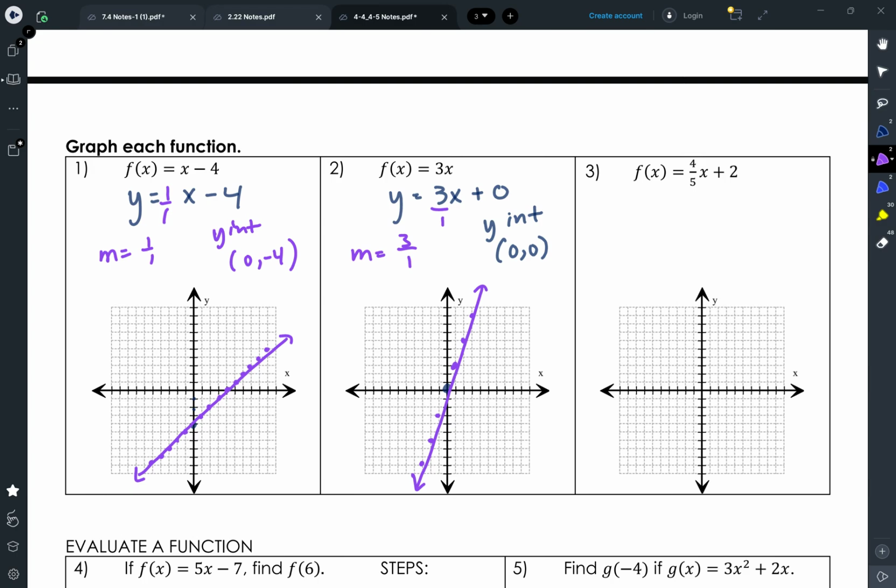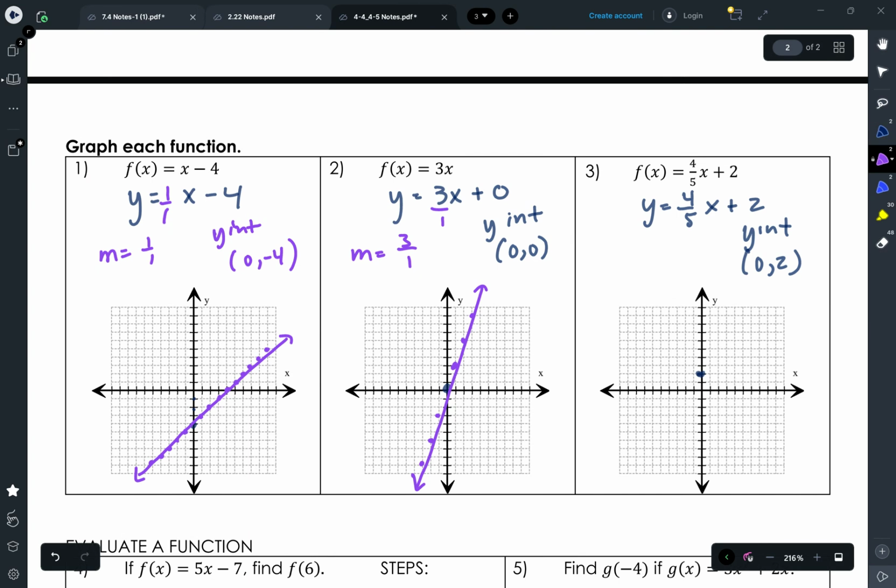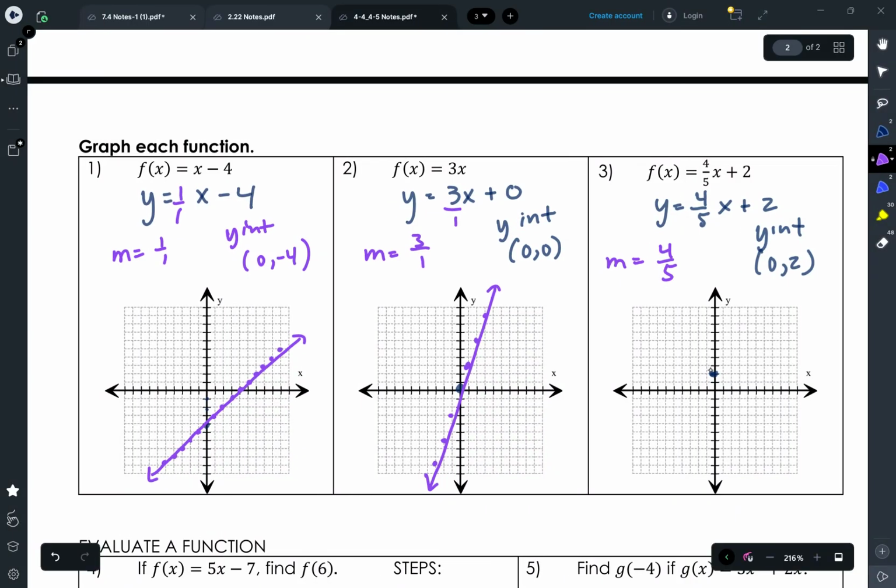Last one, same thing. When they're talking about f of x, we really mean y. So y equals 4/5 x plus 2. So my y-intercept is going to be 0, 2. And then my slope is the 4/5. So that means I need to go up 4 and 5 to the right.